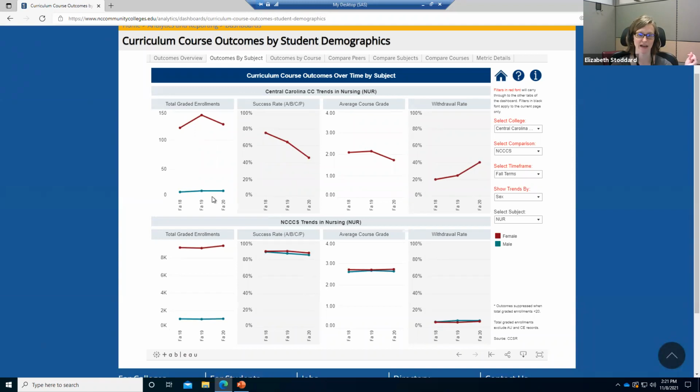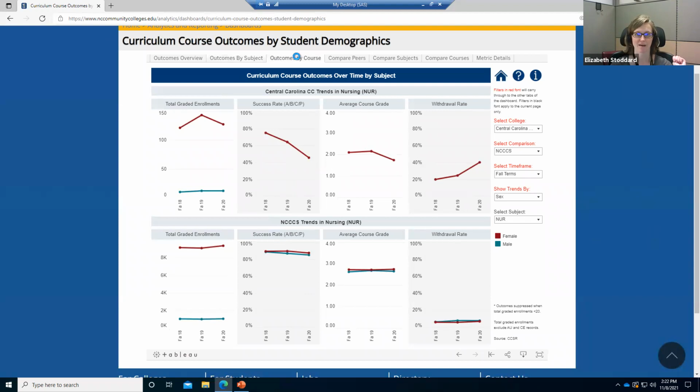And in fact, we can see that there were males enrolled in nursing, because that's what this line right here is telling us, that there was some enrollment from males in nursing, but there were fewer than 20 enrollments. And I know that because we're not seeing the success rate or the average grades or withdrawal rates for males. That's because there were fewer than 20 enrollments, and so we have to suppress the actual outcomes for that group.